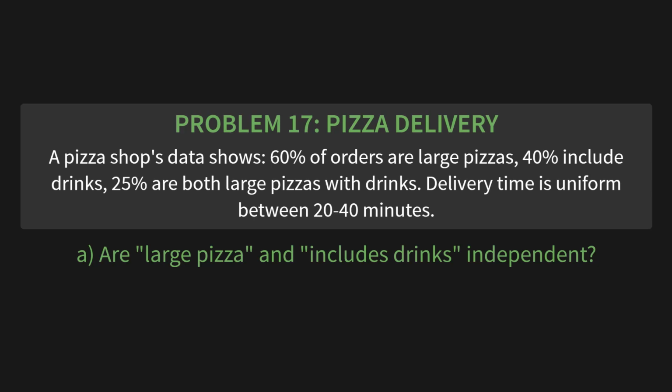Let's analyze some real pizza shop data. Here's what we know. 60% of orders are large pizzas. 40% of orders include drinks. And 25% are both large pizzas with drinks. Oh, and delivery takes uniformly between 20 and 40 minutes. First question. Are ordering a large pizza and including drinks independent events?